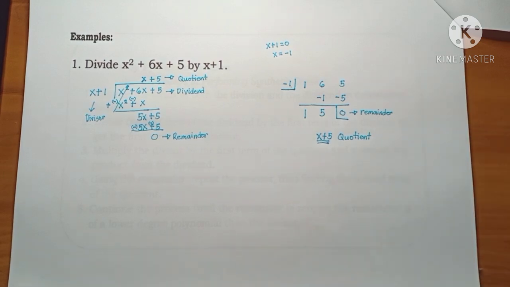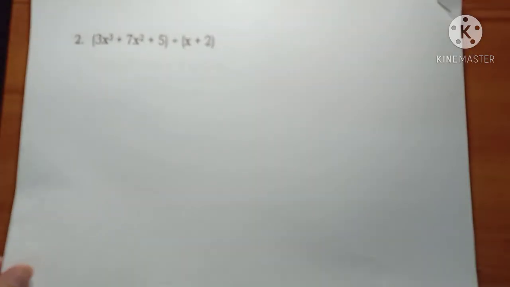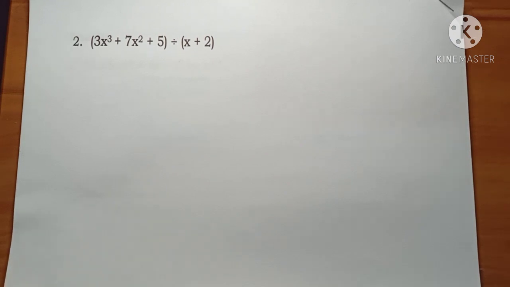So, ganun lang pagkuha ng ating synthetic division. Okay, punta tayo sa ating number 2. 3x cubed plus 7x squared plus 5 divide by x plus 2.